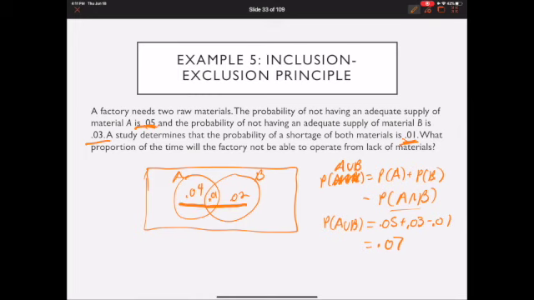I could also have found that by adding together all of this, right? 0.04 plus 0.01 plus 0.02 is still 0.07. So 0.07, which is 7% of the time, because we multiply by 100 to get a percentage, the factory will not be able to operate for lack of materials. That's really bad, right? That means it's only functional 93% of the time. Is that a good business model? No, but this was just an example. This isn't a real world problem. Well, it could be, but I think it'd be much smaller.